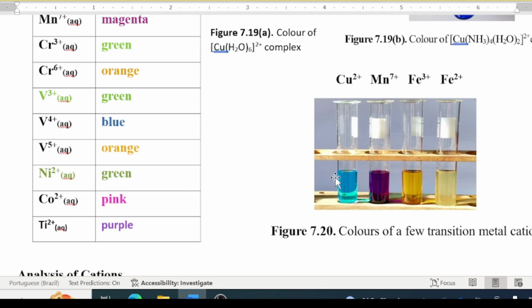This is copper 2 here. This is manganese 7, as in the case of permanganate. And then you have iron 3 solution here and an Fe2 solution. So you can see these nice beautiful colors that you have for transition elements.